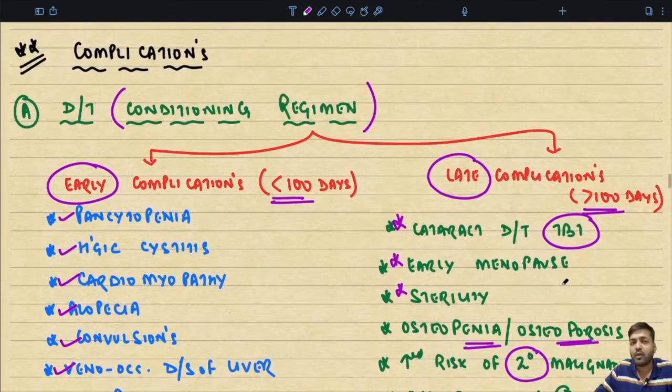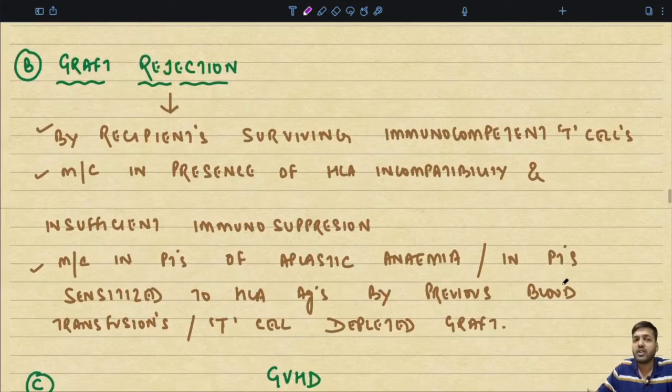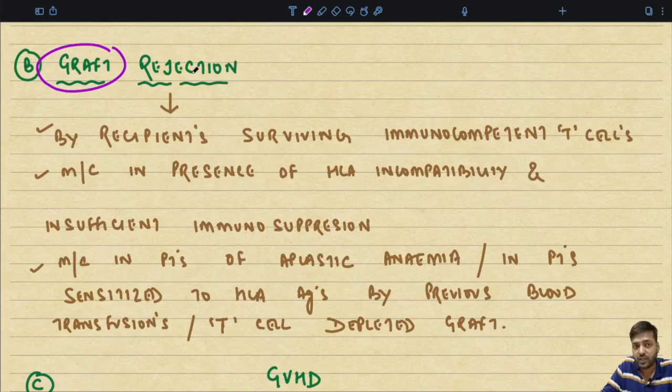So this is the number one complication, occurring because of the use of the conditioning regimen. The second important complication here is graft rejection. Let us try to understand the meaning of graft rejection. Graft rejection means that the recipient is not accepting the graft. It is rejecting the donor cells. It is basically carried out by the recipient's surviving immunocompetent T cells.